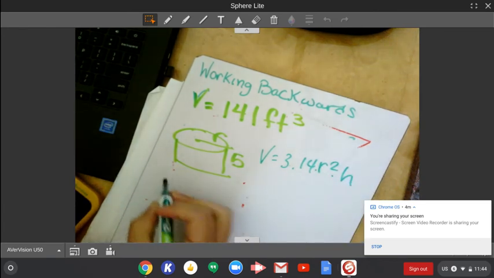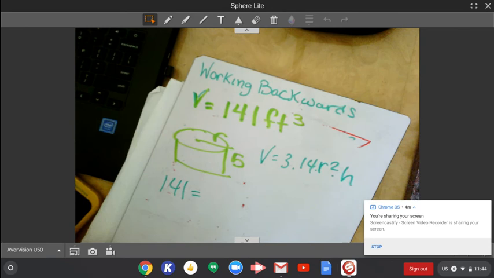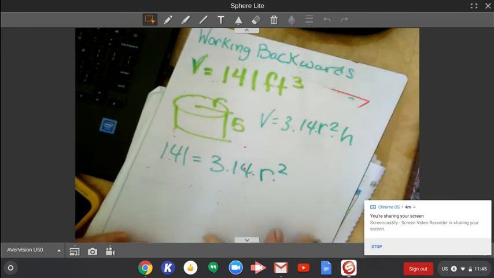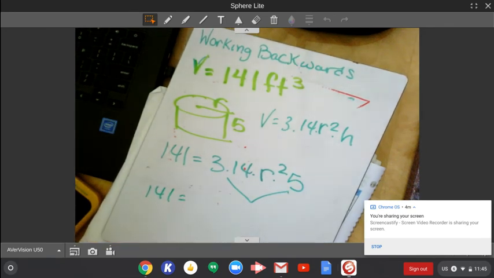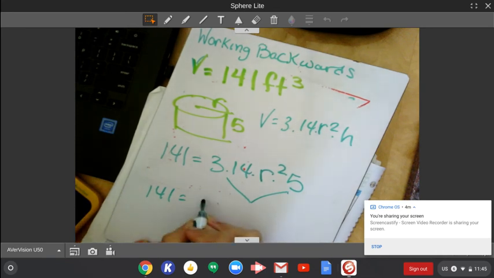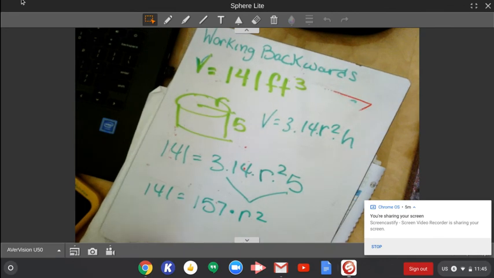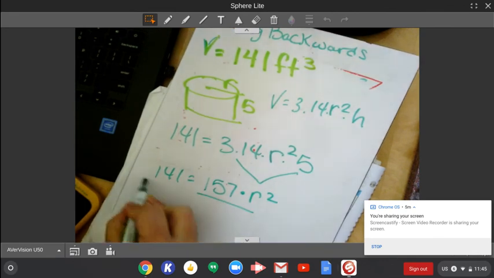I'm going to fill in the information I know. I know that this is the volume. I know 3.14. I don't know the radius squared, so I just write r squared. Make sure you write r squared, not r. And the height is 5. I'm going to multiply those together to simplify. 3.14 times 5 is 15.7 times radius squared. Okay, so you're going to do the same thing you just did. You're going to divide.